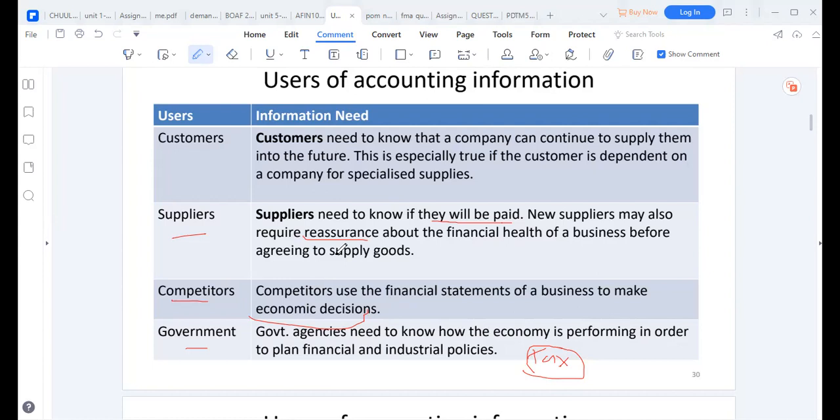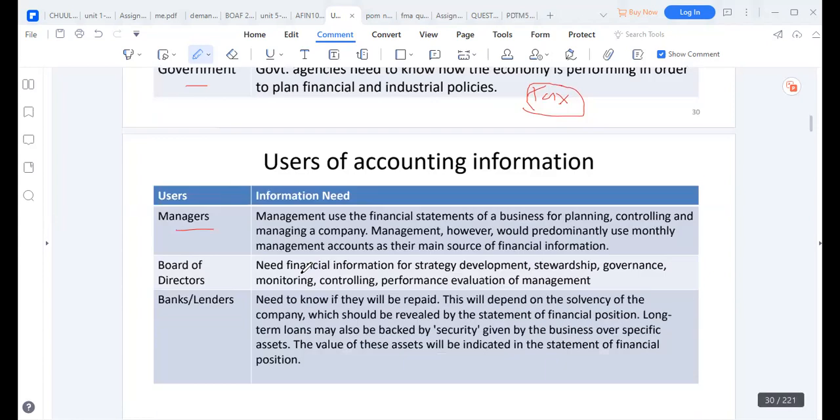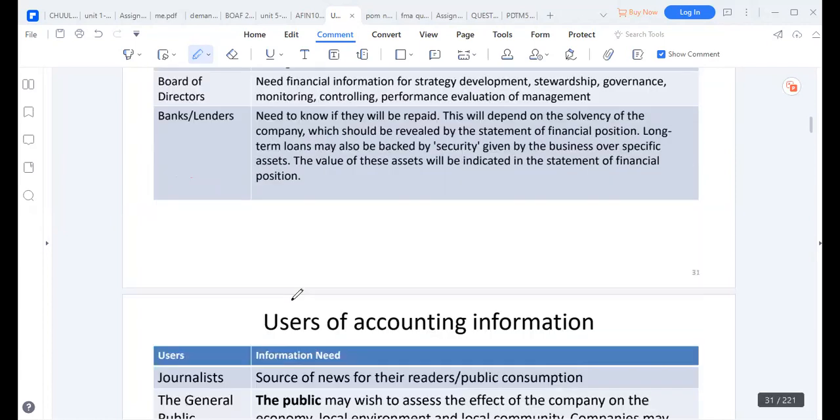Government for tax purposes. All right. So managers, they want to use that for planning and control. The board of directors for strategy development. The lenders, they also want to know whether they'll be repaid. So all these are custodians of this information.